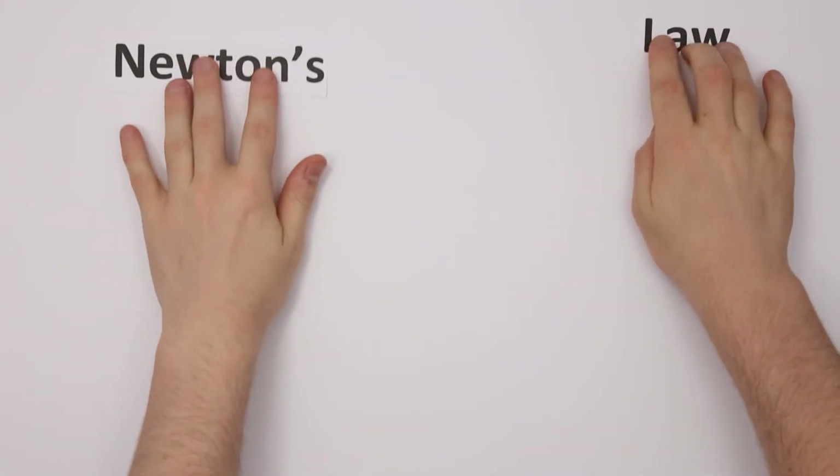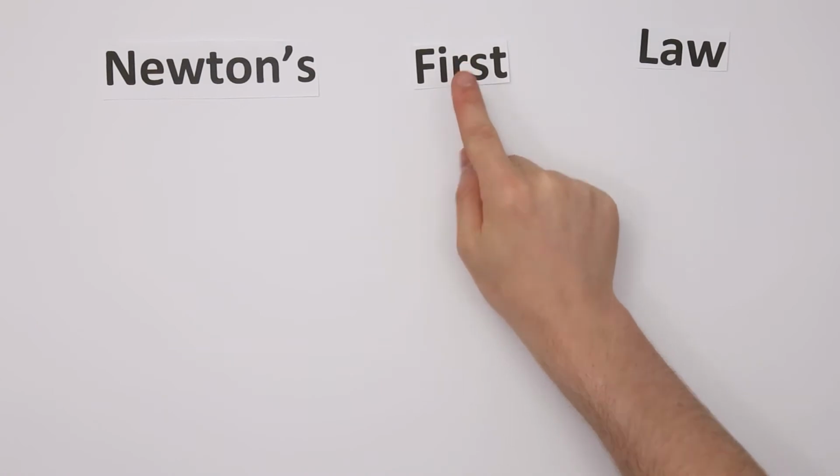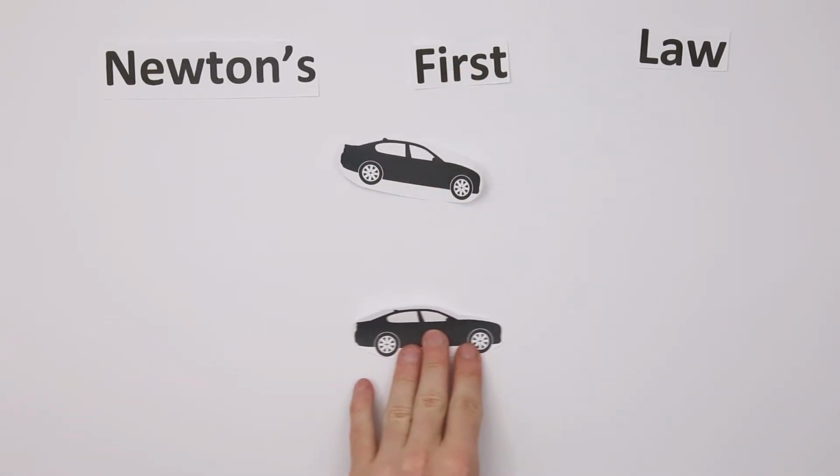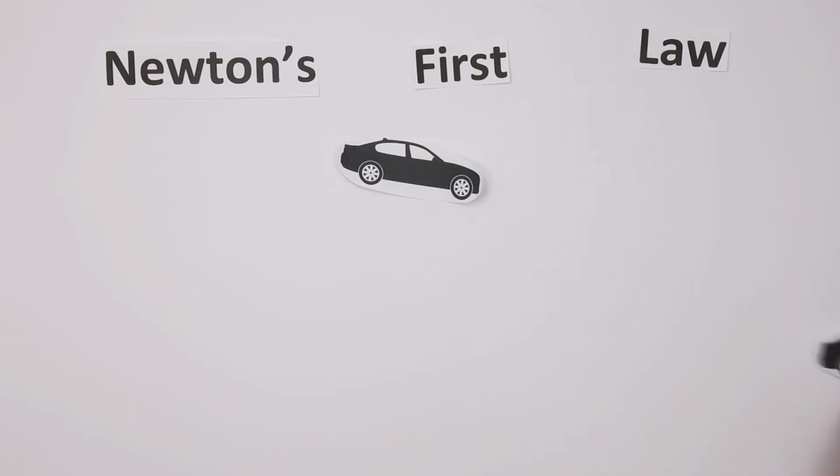Okay, let's look at what these laws actually are. Newton's first law states that a body will remain at rest or in straight line motion until acted on by an external net force. Take this car as an example. Newton's first law tells us that if this car is not moving and we don't apply a force to it, then the car won't move. Now that seems pretty reasonable.